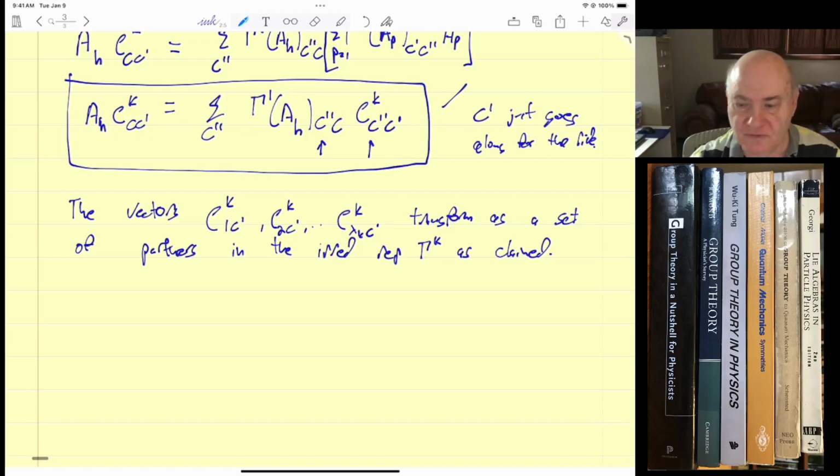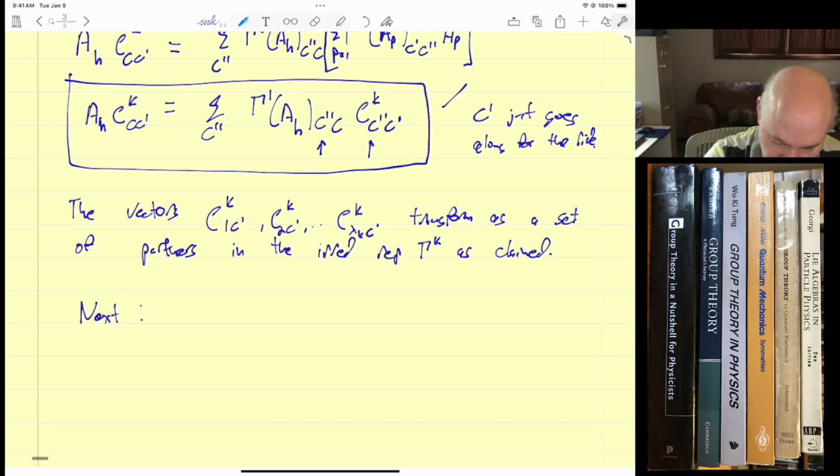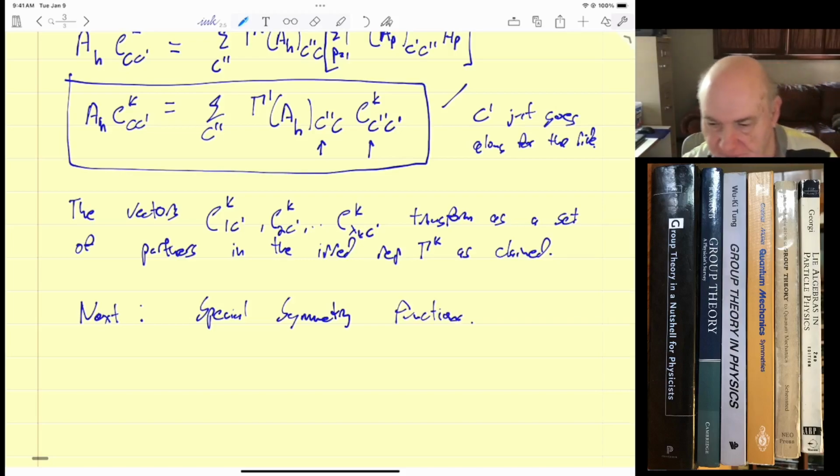So that ends this video, and next we'll illustrate this with symmetry functions, because the projection operators are fairly abstract, and the symmetry functions are more concrete.